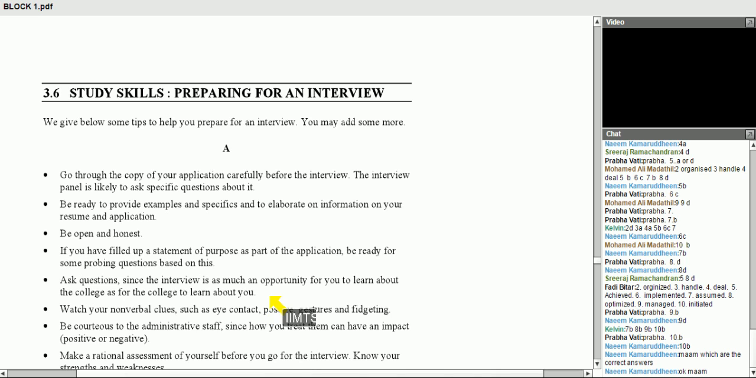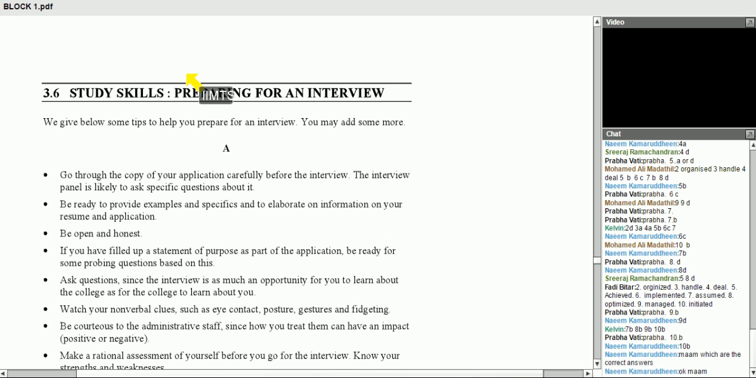Before going for an interview, the application or the CV which you used for applying for the same, just go through that CV. They may ask specific questions from the CV. Be ready to provide examples and specifics and to elaborate on information on your resume. You just cannot write a complete story in a CV.